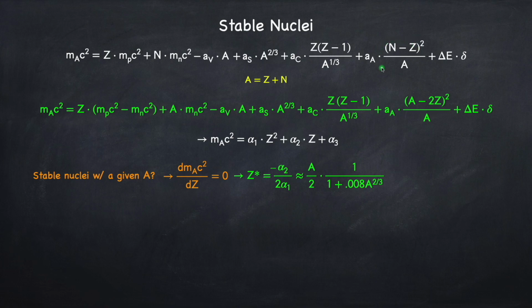Or maybe an easier way to think about it is the electrostatic force is competing with the nuclear force. If you have a lot of protons, the electrostatic force is quite strong, and so it's favorable to convert some protons to neutrons to reduce that force, making it easier for the strong nuclear force to hold this nucleus together.